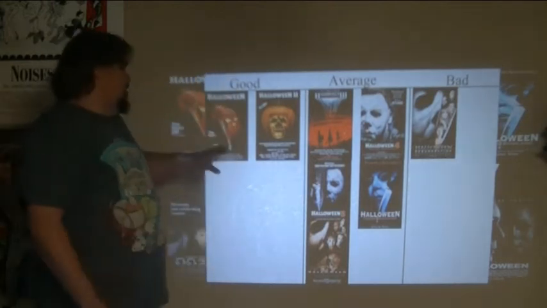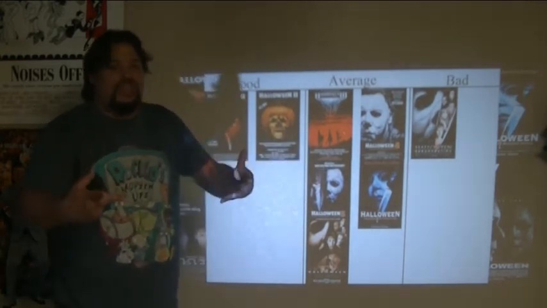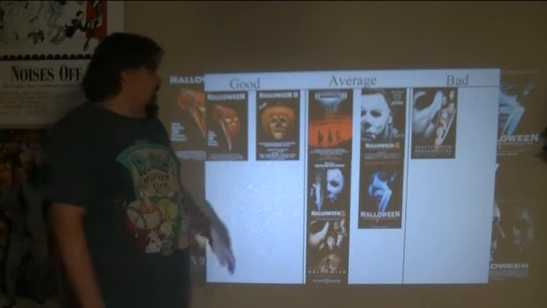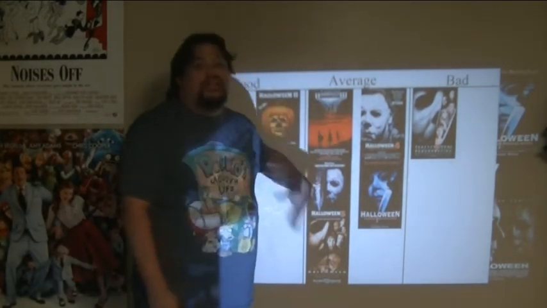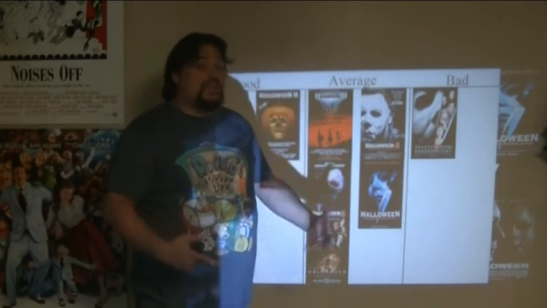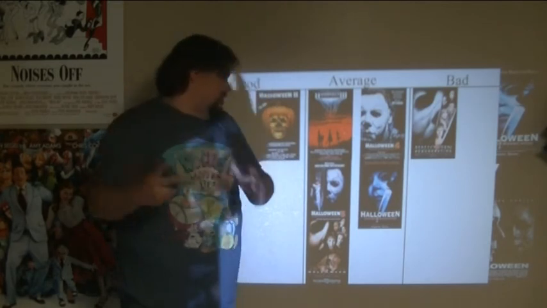I'll give you, Halloween 2 is a continuation of that original story. That's fine. Season of the Witch is its own story, but at least it's a story. 4 and 5 do tell a story that is a continuation of the story. Does it need to be told? Maybe, maybe not, but it continues it.